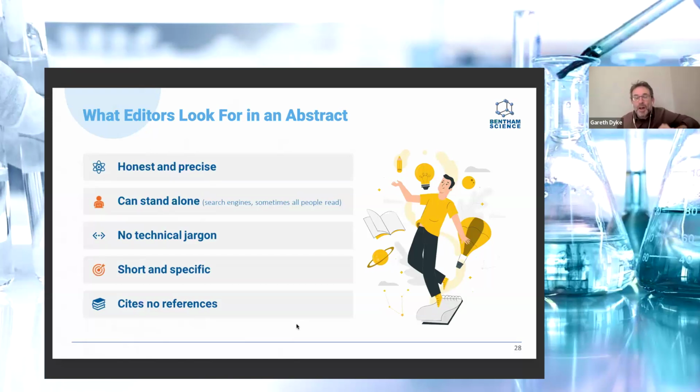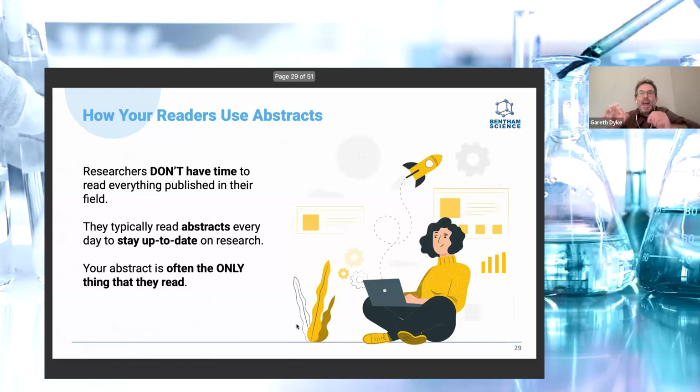Be honest and precise. You've got to have something that stands alone, gives the reader all of the information that they need about the study without having to read the rest of the paper. No jargon, short and specific, and almost never citing references. Although there are some journals out there that will expect you to do this, 99% of the time there are no cited references in the abstract.